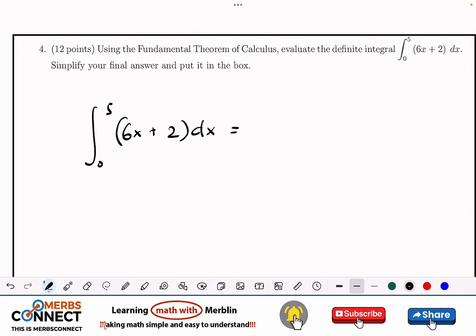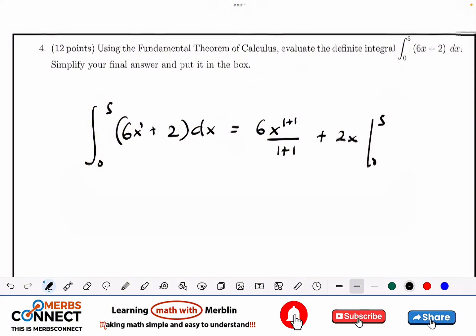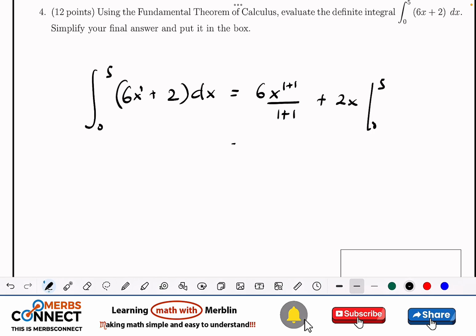So what we need to do now is let's try and integrate this. So 6x squared, and this is 1, so we know that we add 1 and divide by 1 plus 1, right? Then plus, when I integrate a constant, I multiply by the variable we are integrating with respect to. So I'm getting 2x from 0 to 5. So I'm going to get 6x squared divided by 2 plus 2x, still from 0 to 5. And then this is 3x squared plus 2x from 0 to 5.